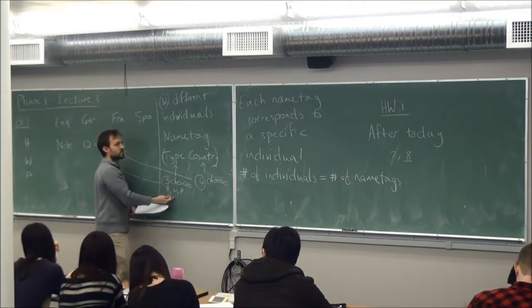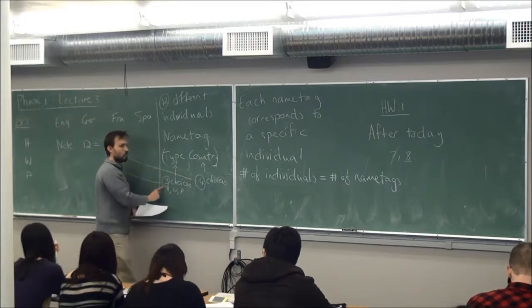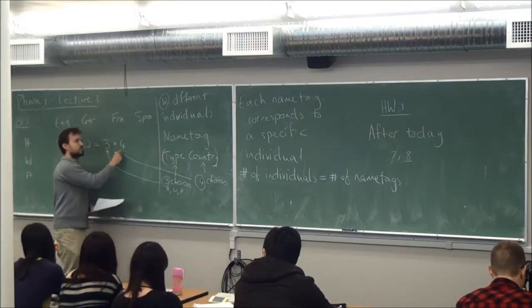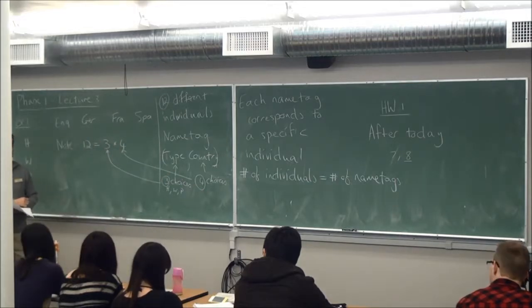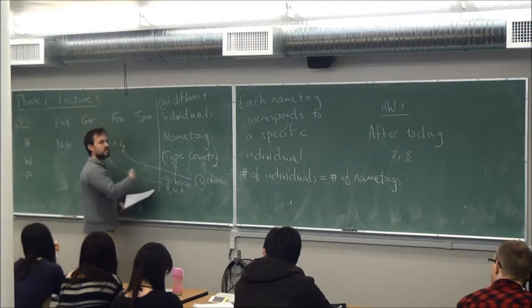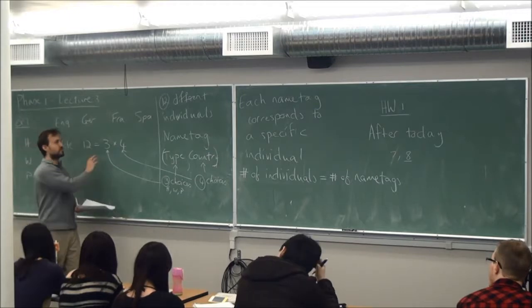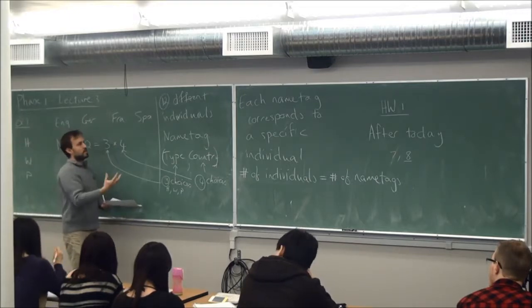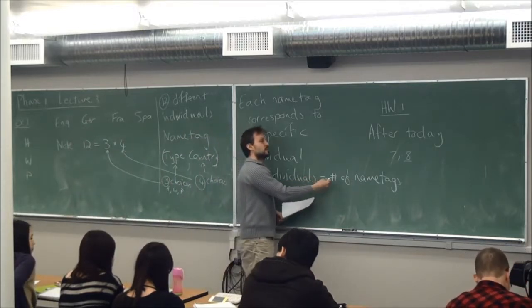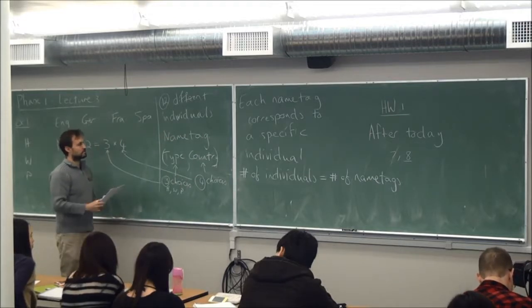3 ways for the first entry, 4 ways for the second. So for every one of these first entries, there are 4 choices. So it's 3 times 4. Everyone happy with the idea of making a name tag instead of counting individuals? It's the same thing. I'm looking for the number. I'm just conceptualizing it to counting how many ways can I make a label. Every individual has a label.